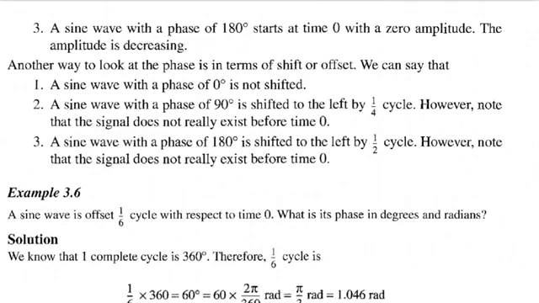We can say that first, a sine wave with a phase of 0 degrees is not shifted. Second, a sine wave with a phase of 90 degrees is shifted to the left by 1/4th cycle. However, note that the signal does not really exist before time 0. Third, a sine wave with a phase of 180 degrees is shifted to the left side by 1/2 cycle. However, note that the signal does not really exist before time 0.